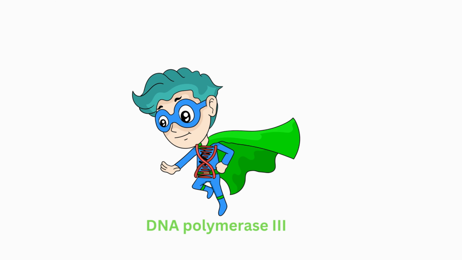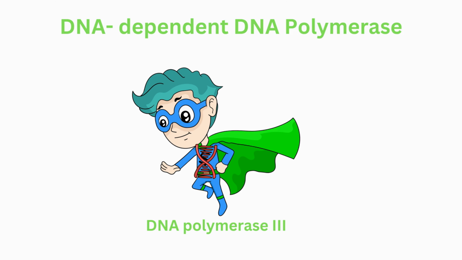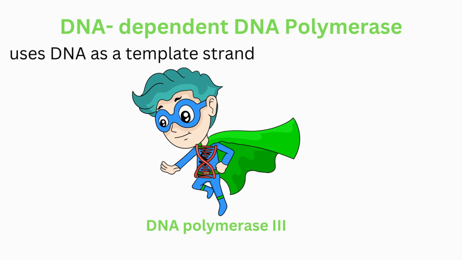Now this DNA polymerase, which is DNA Polymerase III, is a DNA-dependent DNA polymerase. Why do we call it DNA-dependent? We call it DNA-dependent because the template strand which it uses to read the code is a DNA itself. And since it's forming a DNA, it is a DNA polymerase enzyme. Hence, this enzyme, which is DNA Polymerase III, is a DNA-dependent DNA polymerase.